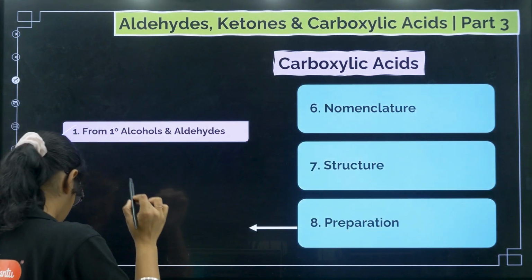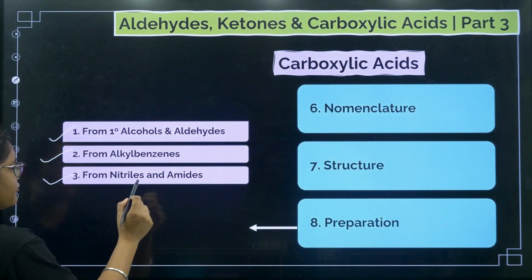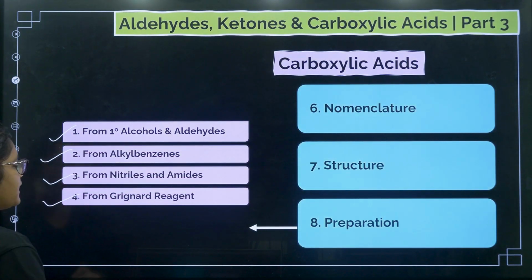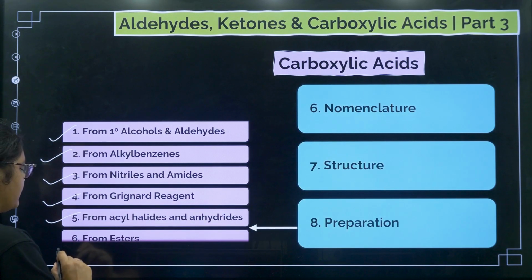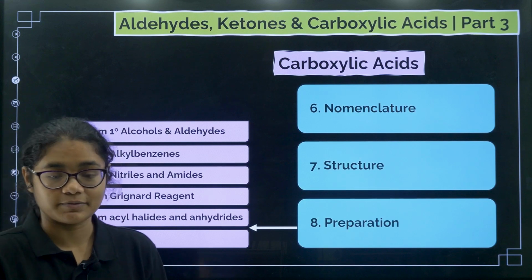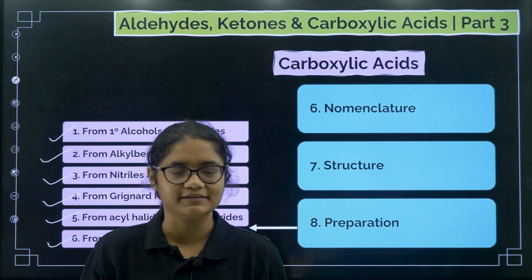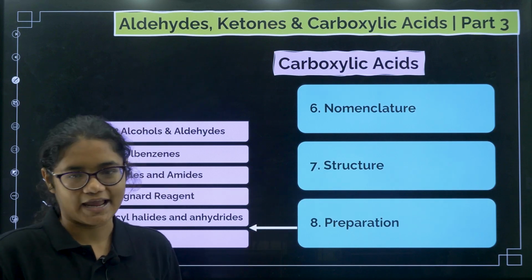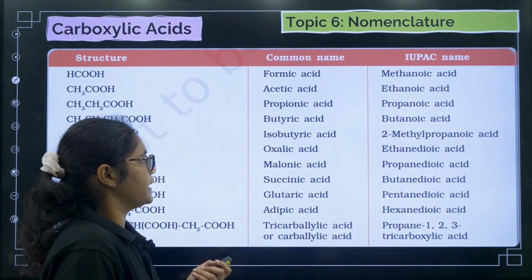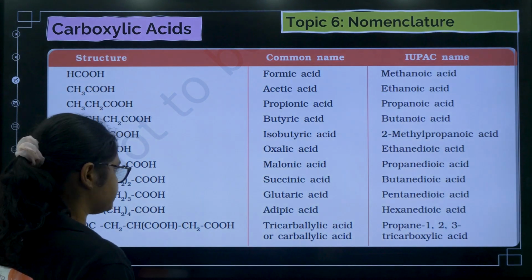First is from primary alcohols and aldehydes, second from alkyl benzenes, third from nitriles and amides, then from Grignard reagent, from acyl halides, and then from esters. We will be studying all these methods of preparation today, and we will be drawing them in one flow chart. One single slide will be covering all these reactions. Now coming to nomenclature, this is very important.